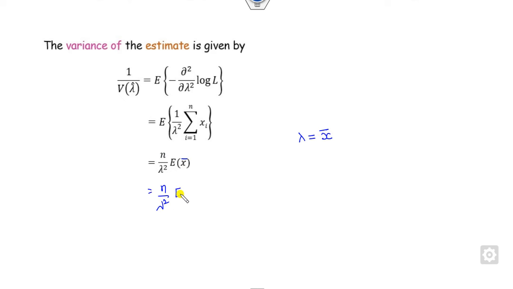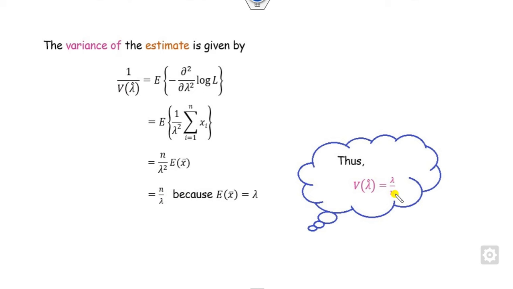Since lambda is a constant value, what is the expected value of a constant? This is nothing but here. So one lambda will be cancelled out. So the right answer is n by lambda. Therefore, you can find the variance is nothing but lambda upon n. So this is the variance of this maximum likelihood estimate of the Poisson distribution, and this maximum likelihood estimate is my sample mean. So this is the way you can find this MLE.